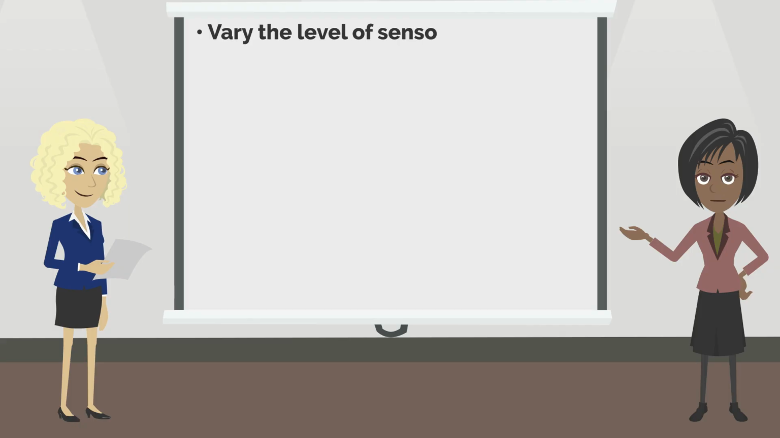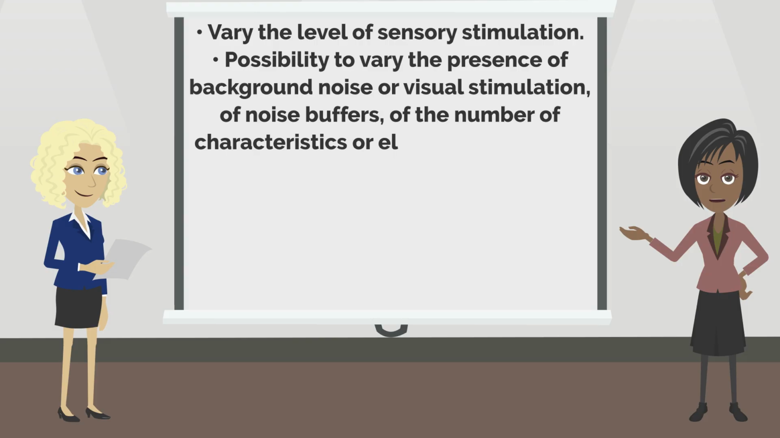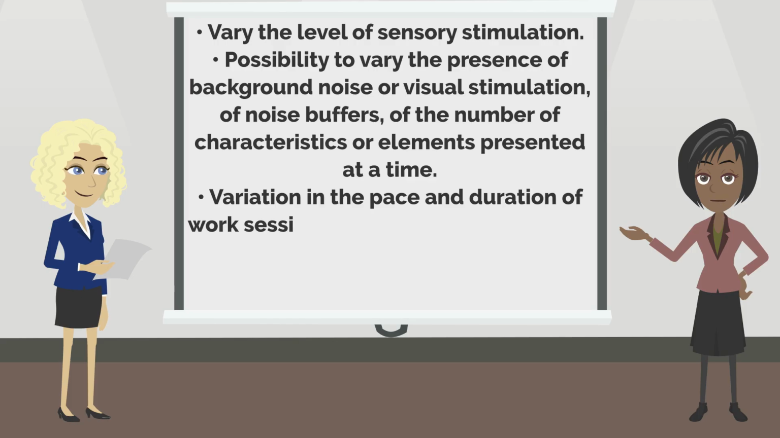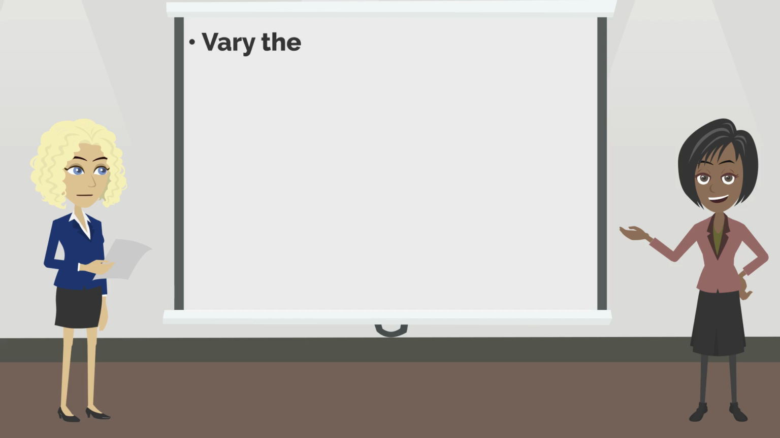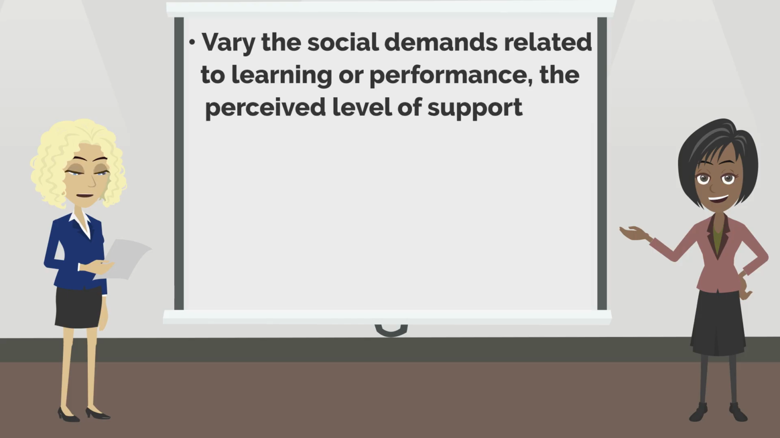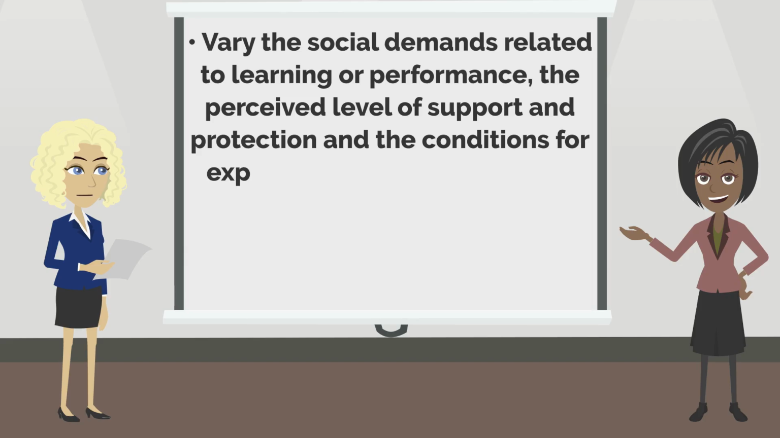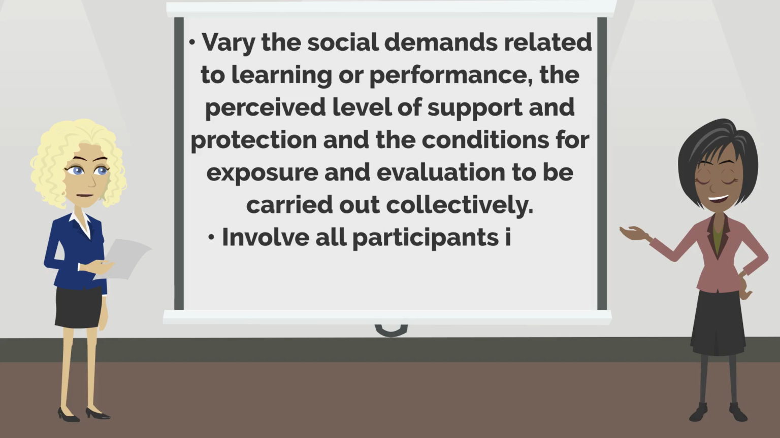Vary the level of sensory stimulation. Possibility to vary the presence of background noise or visual stimulation, of noise buffers, of the number of characteristics or elements presented at a time. Variation in the pace and duration of work sessions, the availability of breaks or timeouts, or the times or sequence of activities. Vary the social demands related to learning or performance, the perceived level of support and protection, and the conditions for exposure and evaluation to be carried out collectively. Involve all participants in the reflections of the entire class.